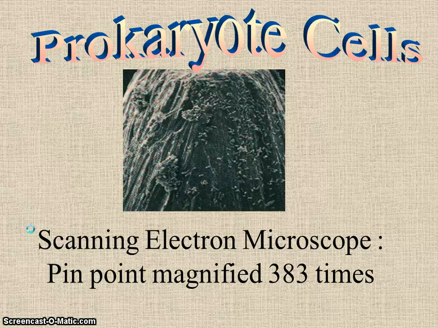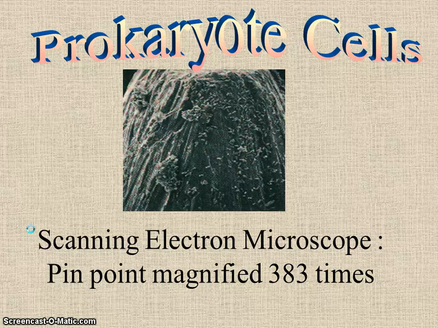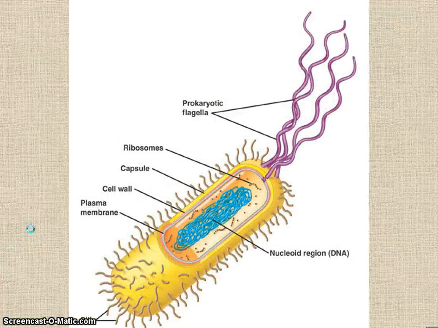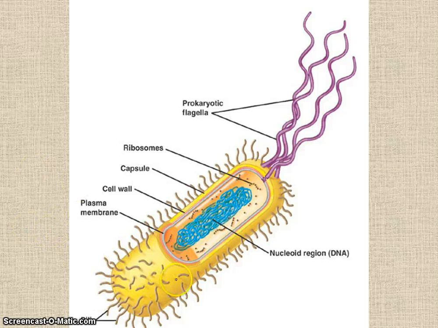This is just showing you a prokaryotic cell. This is a pinpoint that's been magnified quite a bit, and you can see how many bacteria or prokaryotic cells can fit on there. Pretty much, if you think of a thumbtack, 35,000 different cells can fit on that head of the thumbtack. So that is very small in size. And this is just showing you what the structure looks like. We will learn all of these different points as we go along.